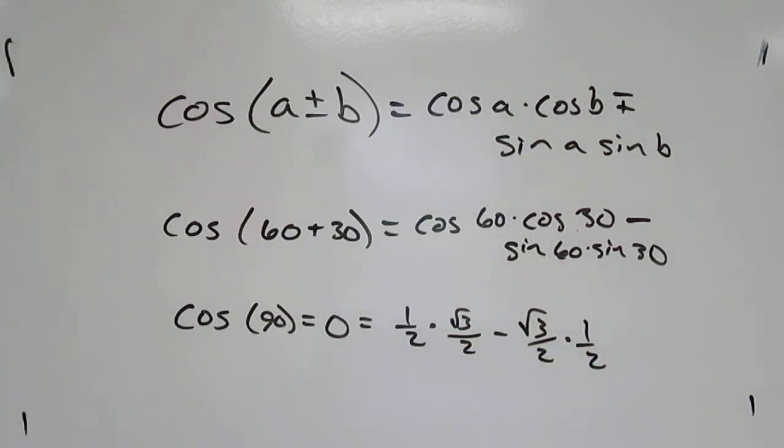And I think you can clearly see that 1/2 times the square root of 3 over 2 minus the square root of 3 over 2 times 1/2, those are going to be the same numbers, square root of 3 over 4 minus square root of 3 over 4, and that is going to equal 0.